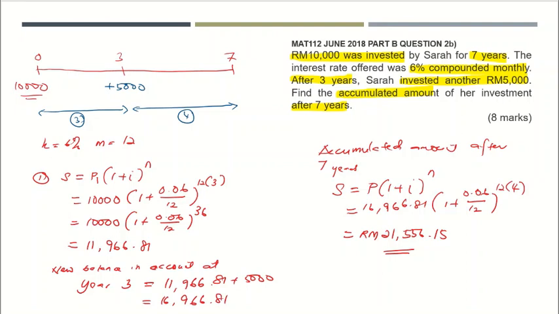So that is the final answer for the second question in June 2018 related to the topic of compound interest. This is part B, for 8 marks, where you have to find the accumulated amount after 7 years. Since there is an intervention, first you calculate for the first 3 years, and then for the next 4 years, because the total duration is 7 years. So with that, I hope it clears some of your confusion on this topic.